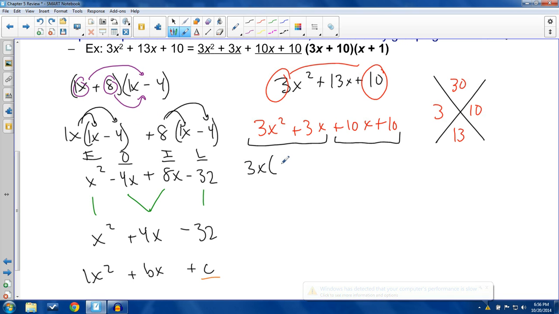So if I factor out a 3x here, I get x plus 1. And if I factor out a 10 here, I also get x plus 1. It is not a coincidence that I got the same number here and here, because this should have been a common factor.